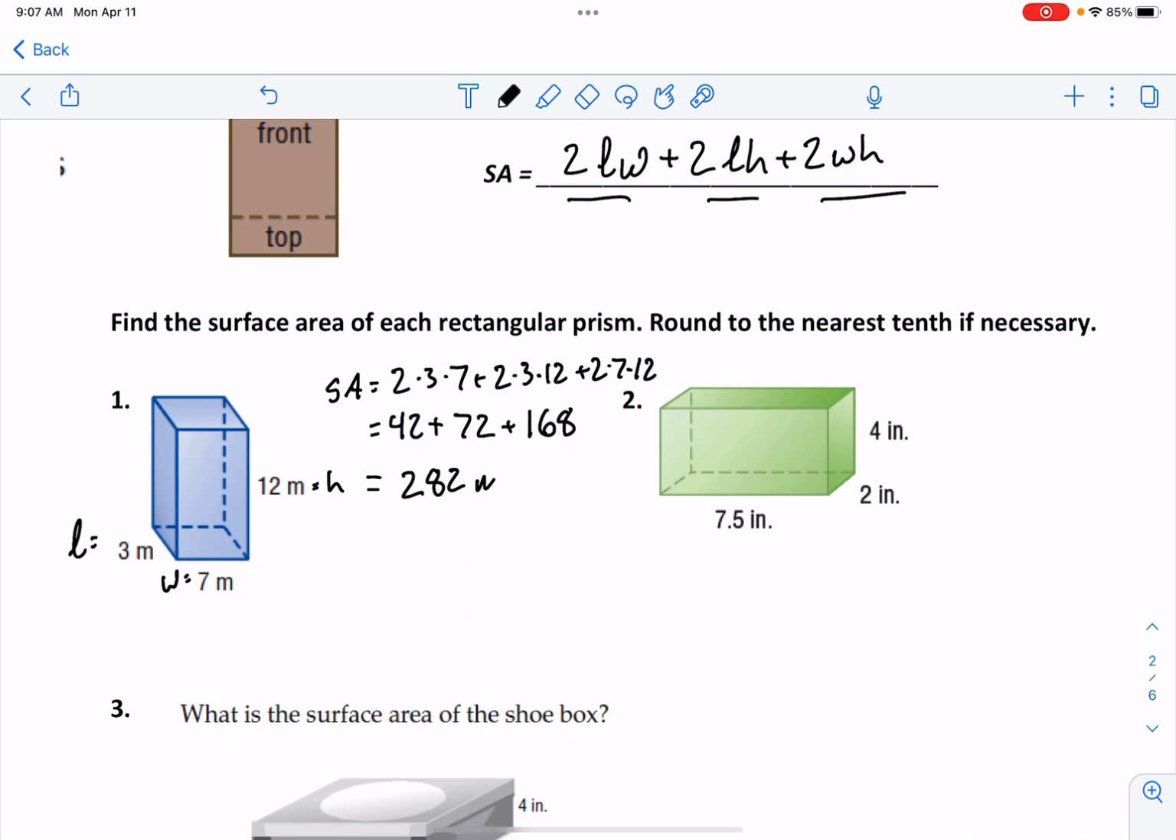282 meters squared. So if we were making a box this size, that's how much cardboard or whatever material we would need to make this box.